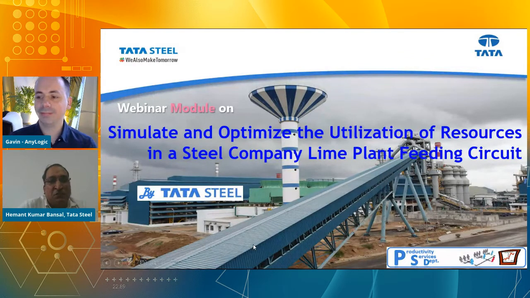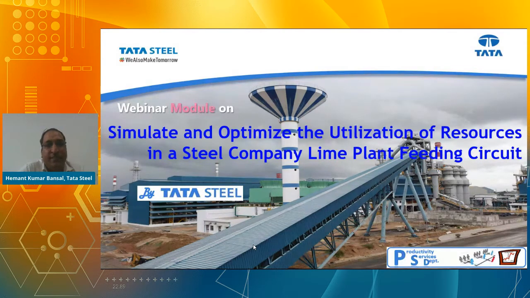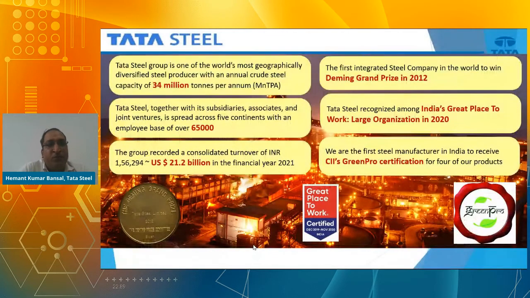So this presentation is on simulating and optimizing the utilization of resources in a steel manufacturing company's lime plant feeding circuit. Tata Steel Group is one of the world's most geographically diversified steel producers with an annual crude steel capacity of 34 million tons per annum. Tata Steel, with its subsidiaries, associates, and joint ventures, is spread across 5 continents with an employee base of over 65,000. This group recorded a consolidated turnover of USD 21.2 billion in financial year 2021.